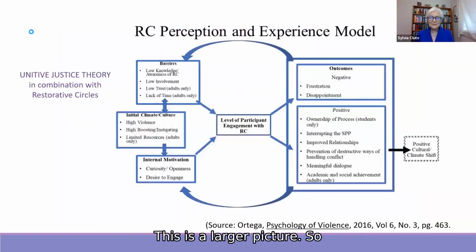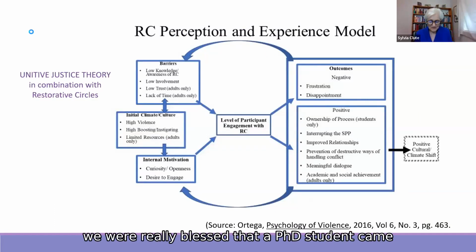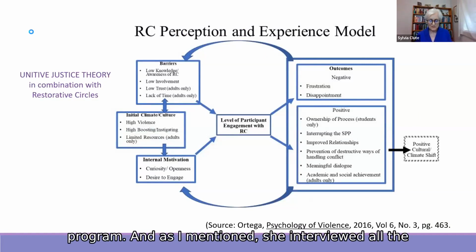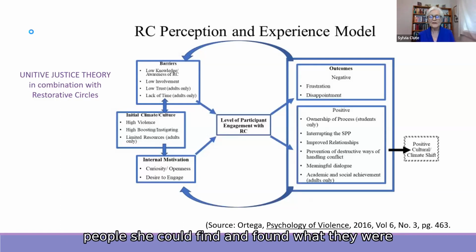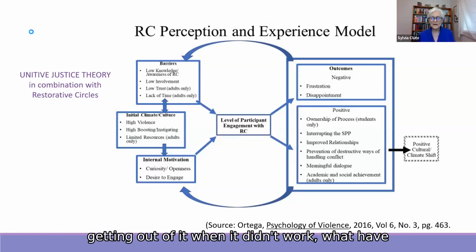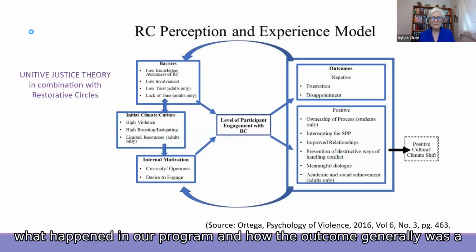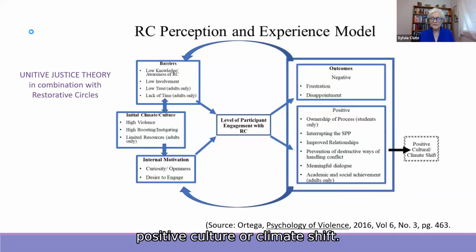Okay, this is a larger picture. So we were really blessed that a PhD student came from Illinois to do her research on our Armstrong program. And as I mentioned, she interviewed all the people she could find and found what they were getting out of it, when it didn't work, what have you. And so this is the model that she did of what happened in our program and how the outcome generally was a positive culture or climate shift.